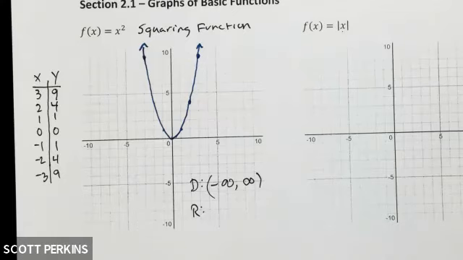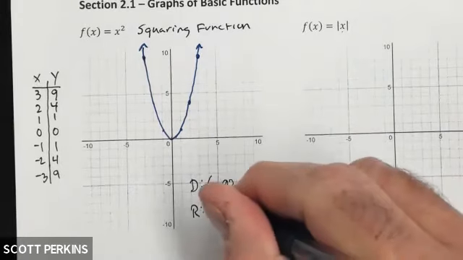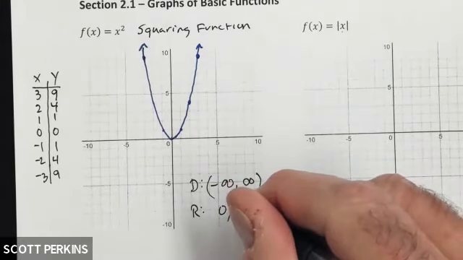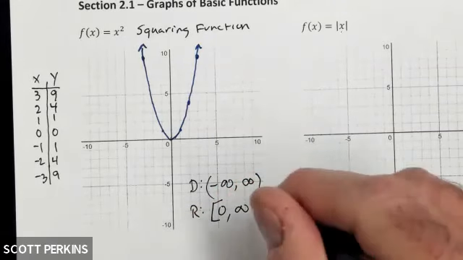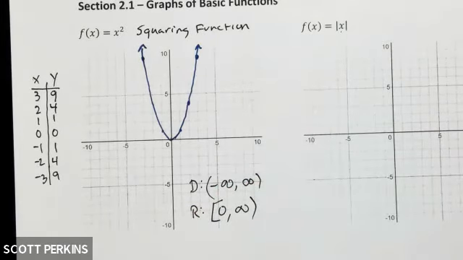And the range, what is the lowest y value? How far down does this go? 0. And then how far up does it go? Yeah, that's a little more obvious. So I'm going to put a bracket over here because it does go through the origin, and then a parenthesis on the other side.